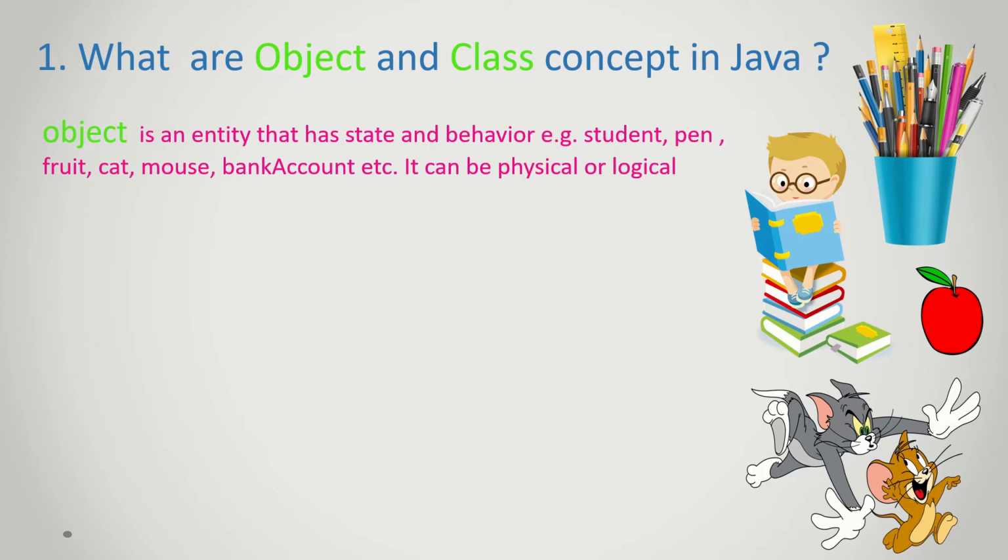In the first image, you see a boy reading a book. So he is an object of type student. When we say state of this student, he can have an ID, he can have a name. When we say behavior, read is one of the behaviors of this student.